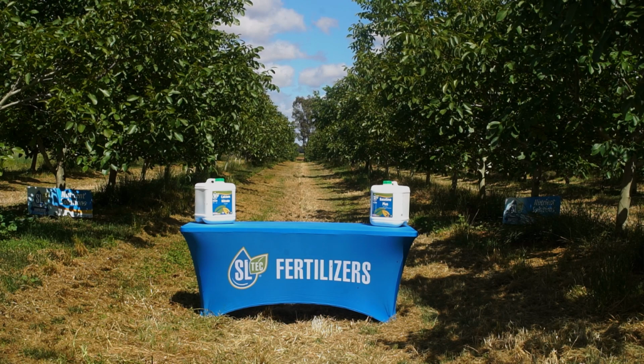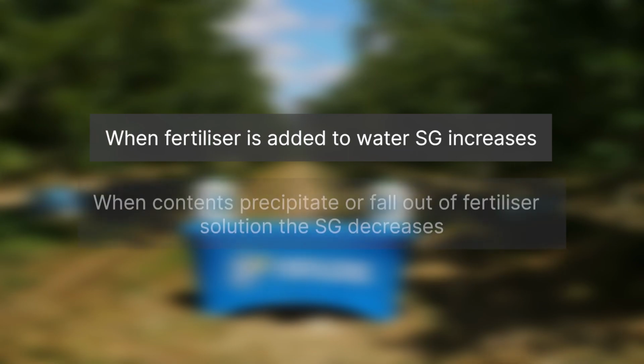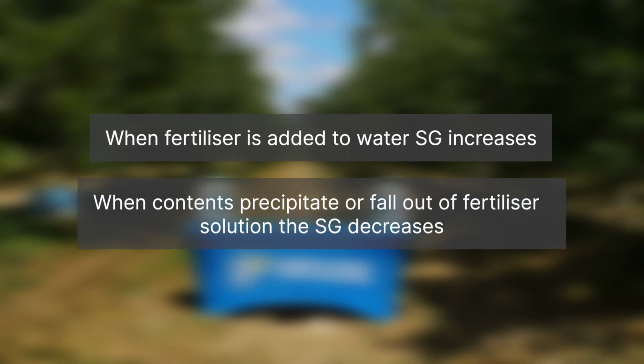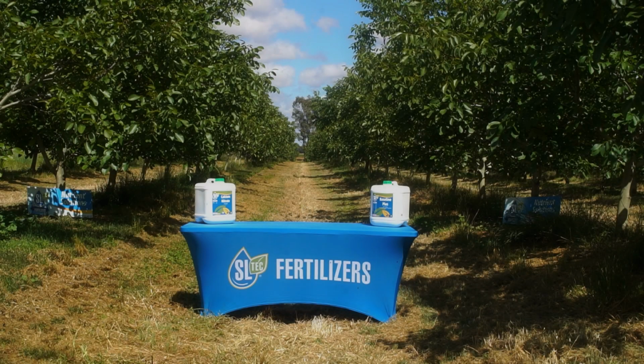As discussed earlier in this video, when fertiliser is added to water, the SG increases. The opposite is also true. When compounds precipitate and fall out of a fertiliser solution, the SG will decrease. Any product that you might suspect has had some stability issues or has been stored for a prolonged period can also have its SG measured in the same way and compared to its label or SDS.